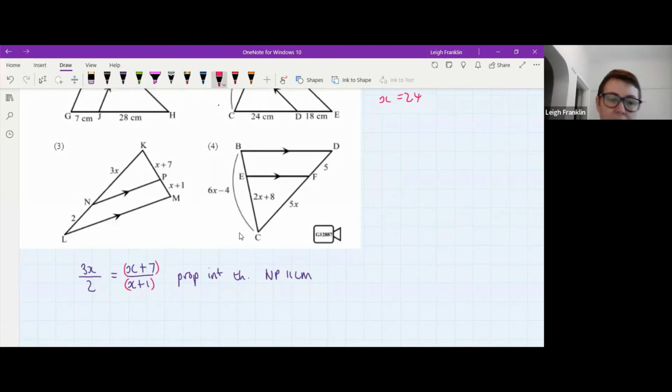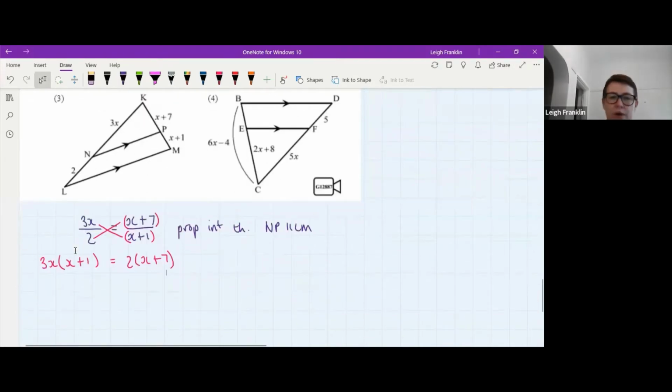So you need to put brackets around your binomial. You're going to multiply 2 with x plus 7, and you're going to multiply 3x with x plus 1. So we get 3x times x plus 1 is equal to 2 times x plus 7. Now, straight away, we notice something that we haven't really seen here before.